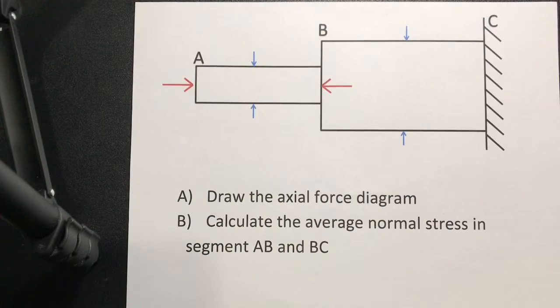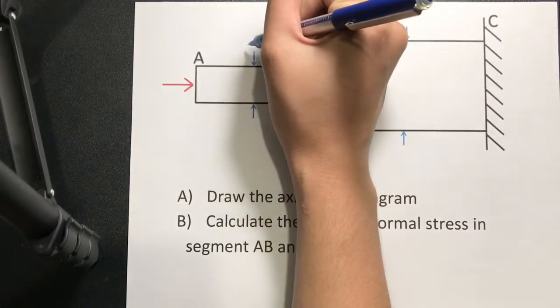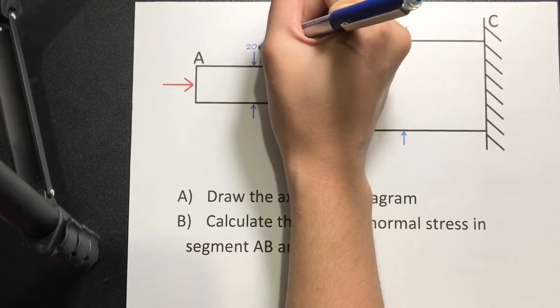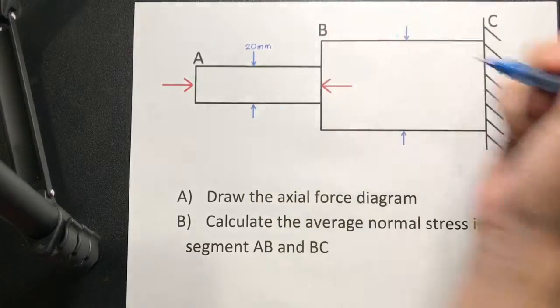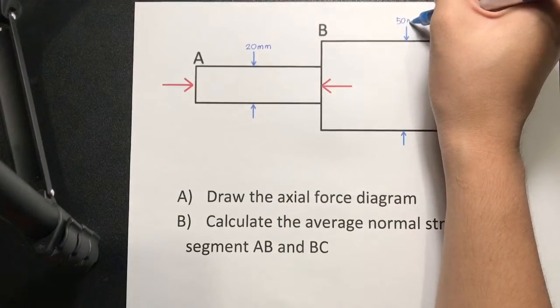I'm Ylleniza Ysabela Dizon, and in this video, I'm going to do an example problem on calculating the average normal stress on an axially loaded member. On this problem about an axially loaded member, we are given a rod where segment AB is 20 mm in diameter and segment BC is 50 mm in diameter.